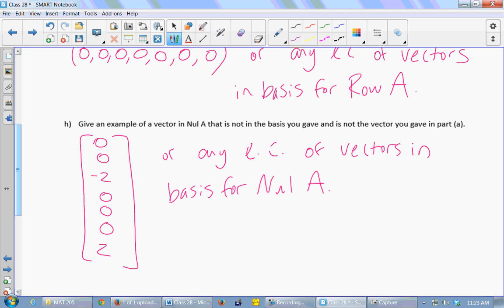The basis of a vector space is like the building blocks of the vector space. You can build any vector in the vector space using vectors from the basis, a linear combination of vectors from the basis.